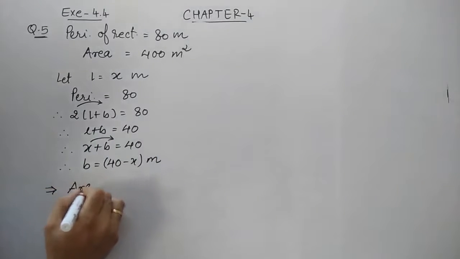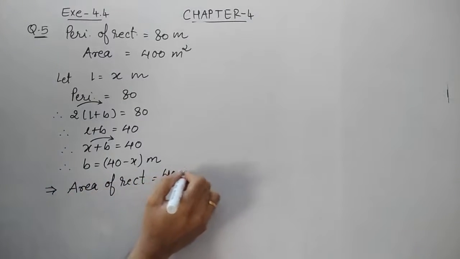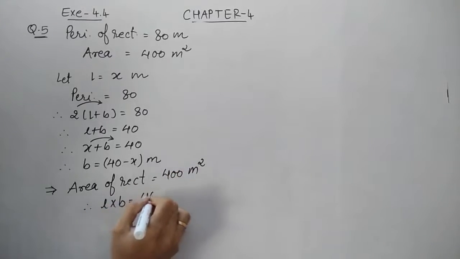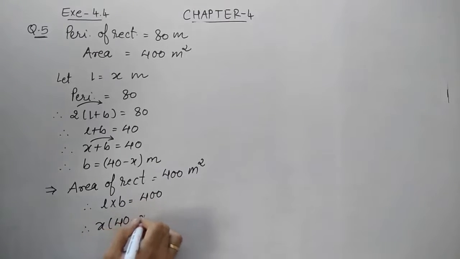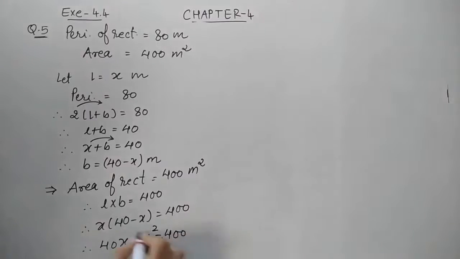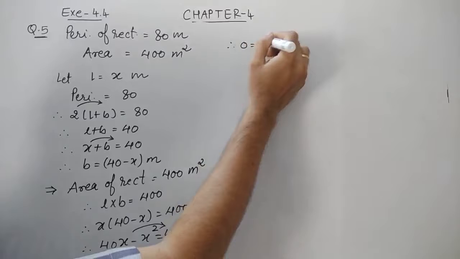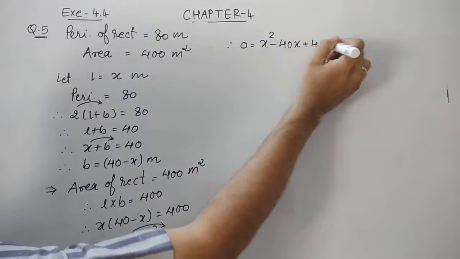So area of rectangle, as it is given in the question, is 400 meters square. Area is length into breadth, that is equal to 400. So length, that is x, and the breadth is 40 minus x, is 400. Let us convert first into the standard form. So 40x minus x square is equal to 400. I'll take both the terms to the right hand side. So we'll obtain 0 is equal to x square minus 40x plus 400.